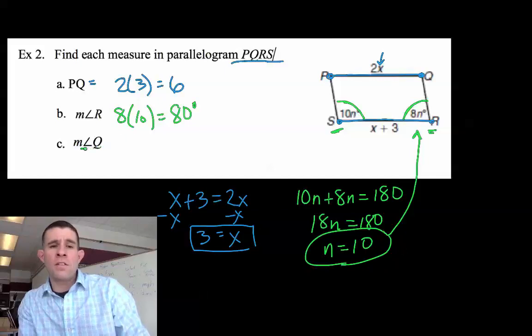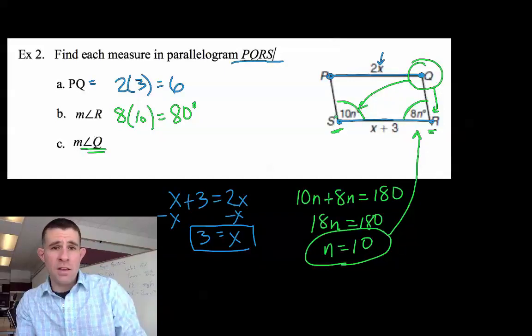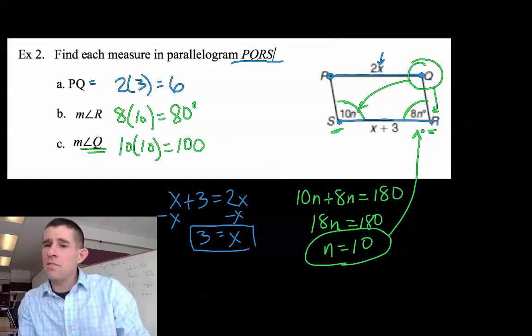Now I'm also asked to find the measure of angle Q. Well, I don't have an expression here for Q, but I know that it's consecutive to angle R, and it's opposite angle S. So if it's opposite angle S, it must be congruent to angle S, making it equal to 10 times 10, which is 100. And because it's consecutive to angle R, it should be supplementary to angle R. And you can see that 100 plus 80 add up to equal 180.